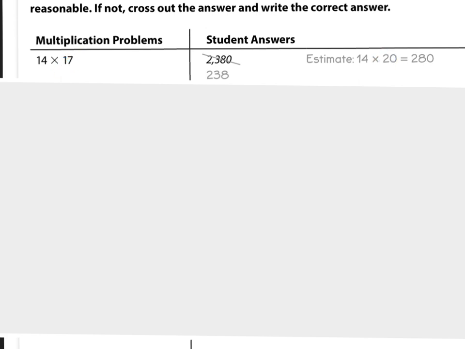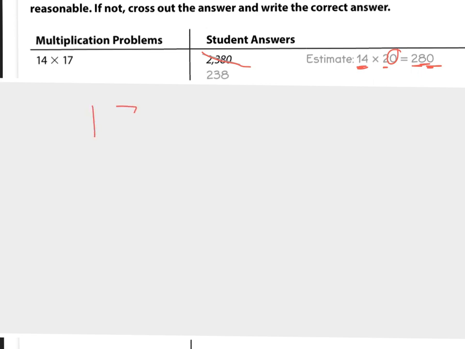Now we're able to do that easily because I know my basic multiplication fact here is 14 times 2. You're basically doubling 14, which gives you 28. There's 1 zero here, so there's 1 zero there. So 280 is my estimate of 14 times 17, and that is nowhere close to 2,380. The directions say let's go ahead and solve it and see what we get.